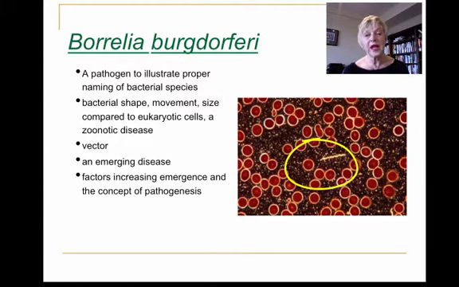corkscrew-like shape, and the axial filament then goes the length of the bacterium and is located between the outer cell membrane of the cell wall and in the periplasmic space of the bacterium. We're going to examine the vector that transmits Borrelia burgdorferi, examine why we call it an emerging disease, and look at some of the factors that increase the emergence of this disease and how it causes disease.